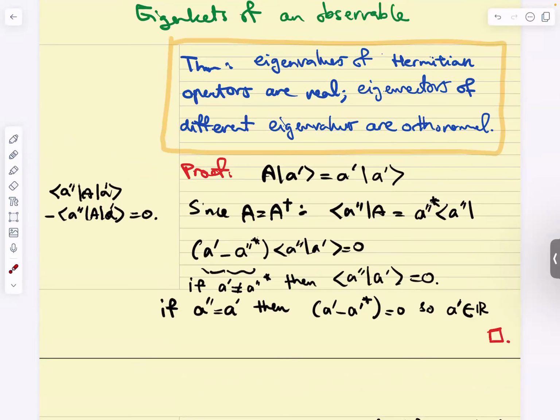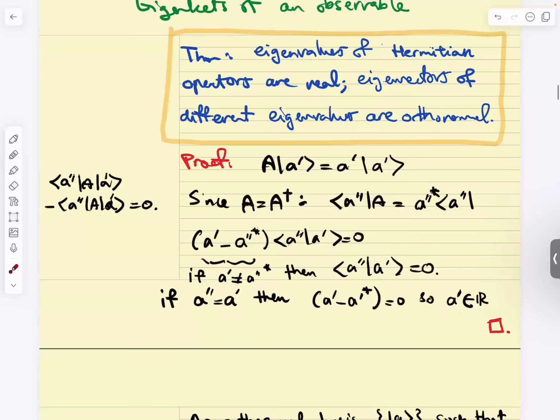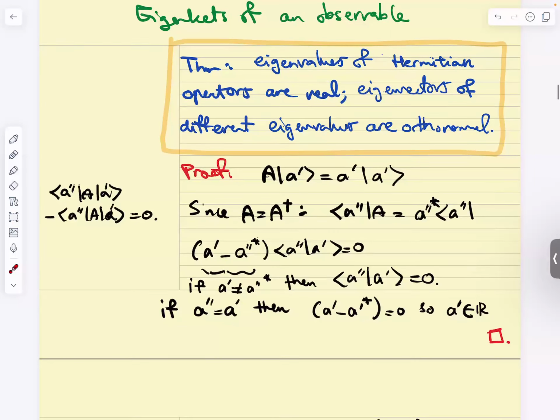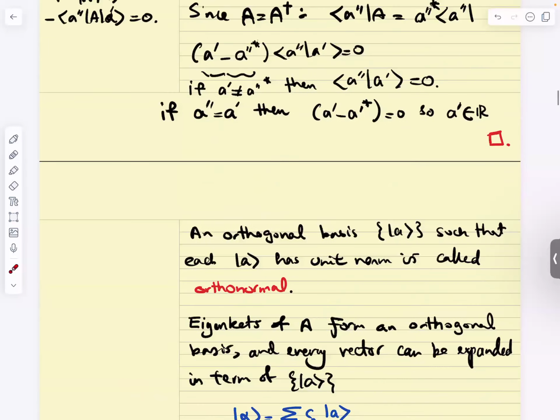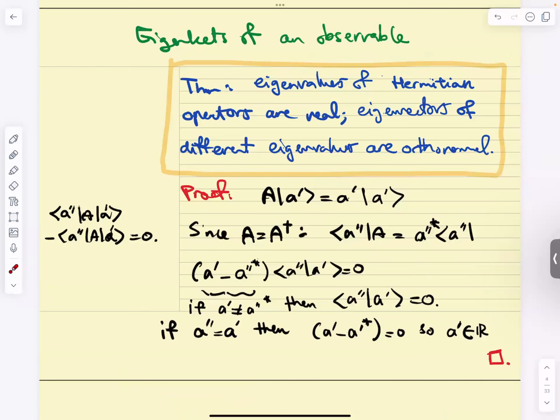Is that clear? Are there any questions about this? Good. All right. Maybe I should pause. I think this is an important result. Are there any questions? So we, in one line, proved both statements, right?